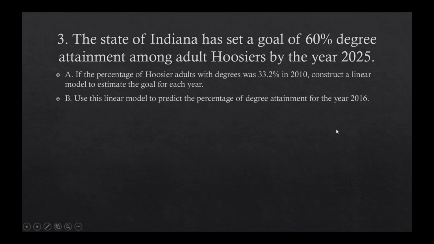The state of Indiana has a goal of 60% degree attainment among adult Hoosiers by the year 2025. If the percent of Hoosier adults with degrees was 33.2% in 2010, construct a linear model to estimate the goal for each year. Okay, so that's your first order of business. Here's one set of data. Here's your other set of data. Okay, so it's just like what we did. Now, even though these are percents, they're just data values. Just like we talked about in section 24.